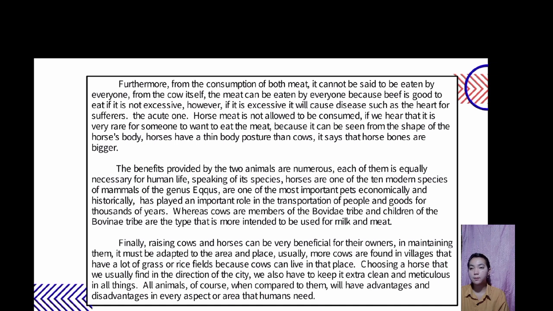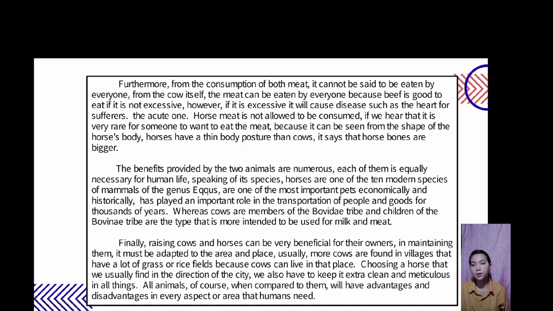The benefits provided by the two animals are numerous. Each of them is equally necessary for human life. Speaking of species, horses are one of the modern species of mammals, the genus Equus, one of the most important pets economically and historically, which has played an important role in the transportation of people and goods for thousands of years, whereas cows are members of the Bovidae family and the Bovinae subfamily, a type that is more intended to be used for milk and meat.